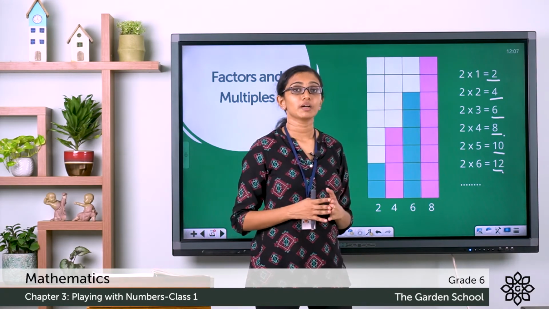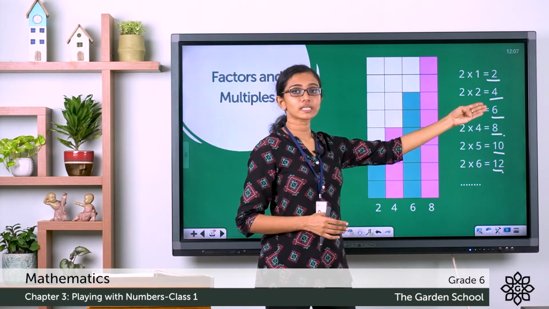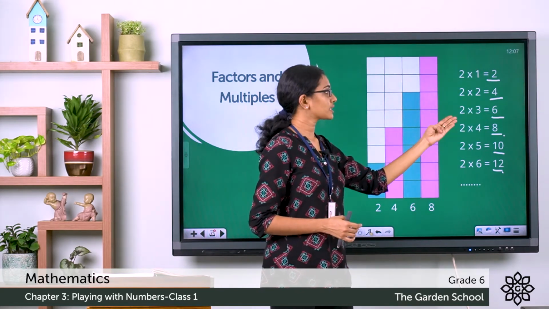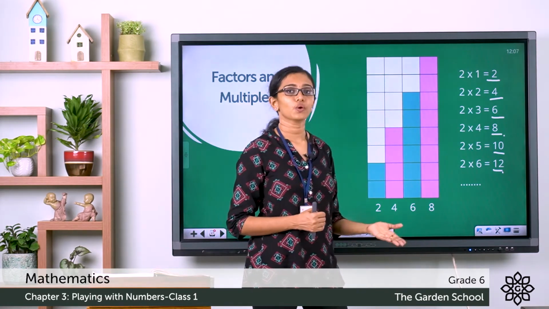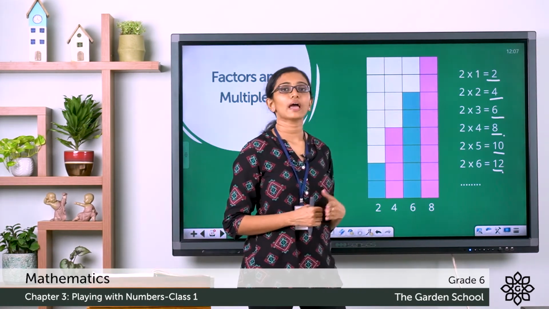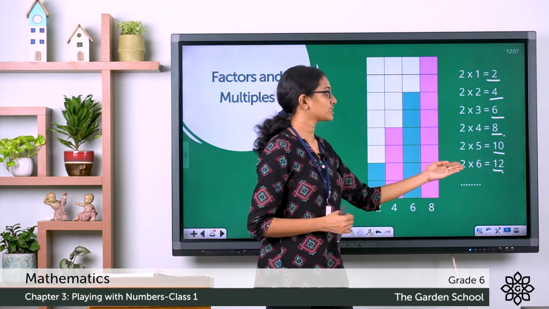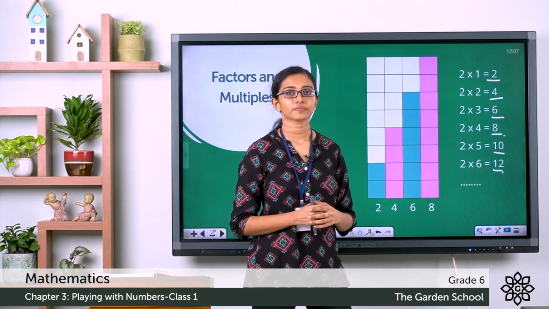So you see 2 is a multiple of 2 itself, 4 is a multiple of 2, 6 is a multiple of both 2 and 3, 8 is a multiple of 2 and 4, 10 is a multiple of 2 and 5 and 12 is a multiple of 2 and 6 and so on.